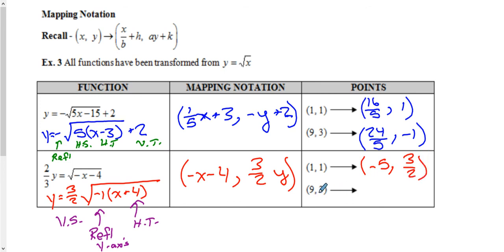And down here, I'm going to sub 9, 3 in. So 9, 3 is going to get me to -13, comma, 9/2. And there we go.